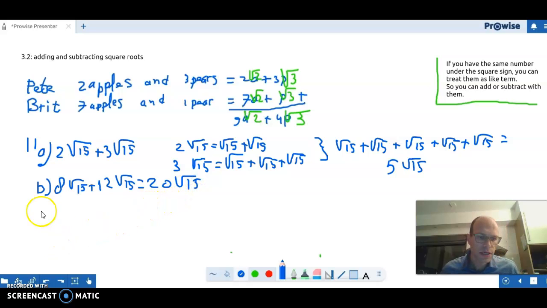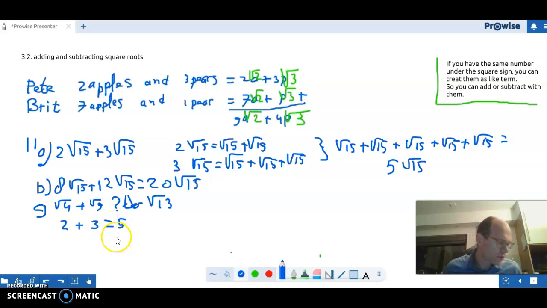And then c. Can you shorten square root of 4 plus square root of 9 to square root of 13? That's the question. Okay, how much is the square root of 4? It's 2. How much is the square root of 9? It's 3, because 2 squared is 4 and 3 squared is 9. And that in total is 5.